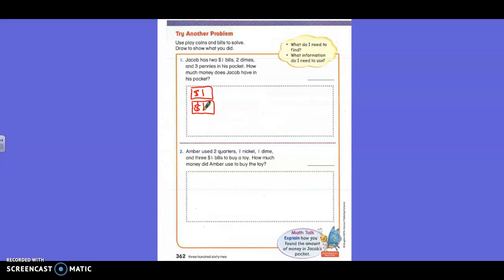2 dimes. How much are dimes worth again? 10. And then what would you do last? 3 pennies. And how much are pennies worth again? 1. Okay. So we know that the dollars are just $2, right? So I'm just going to write a 2 down here. Now let's count the cents. 10, 20, 21, 22, 23. So what do I have total then? $2.23. Okay, you can write that up here. $2.23.